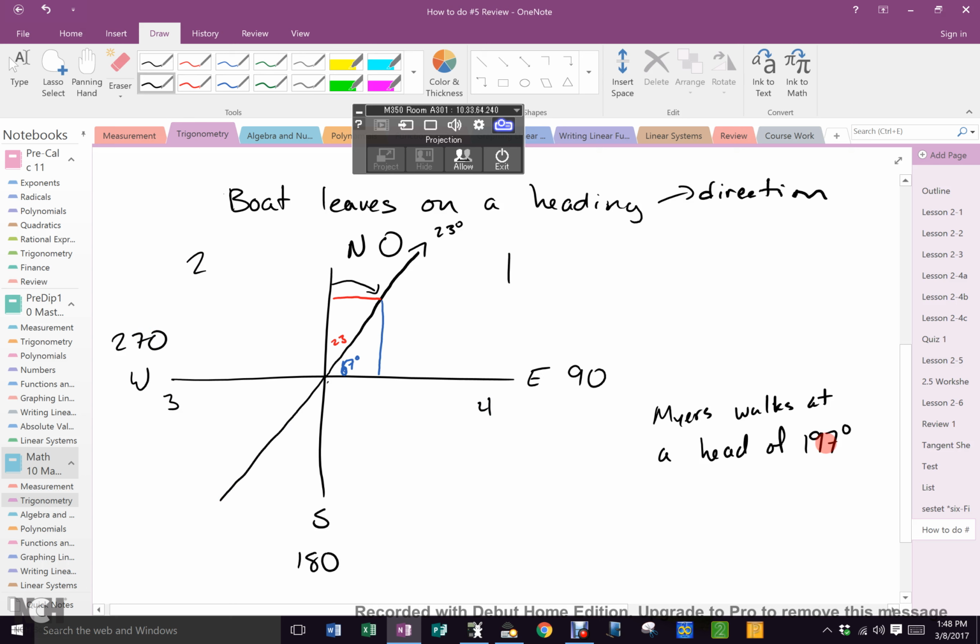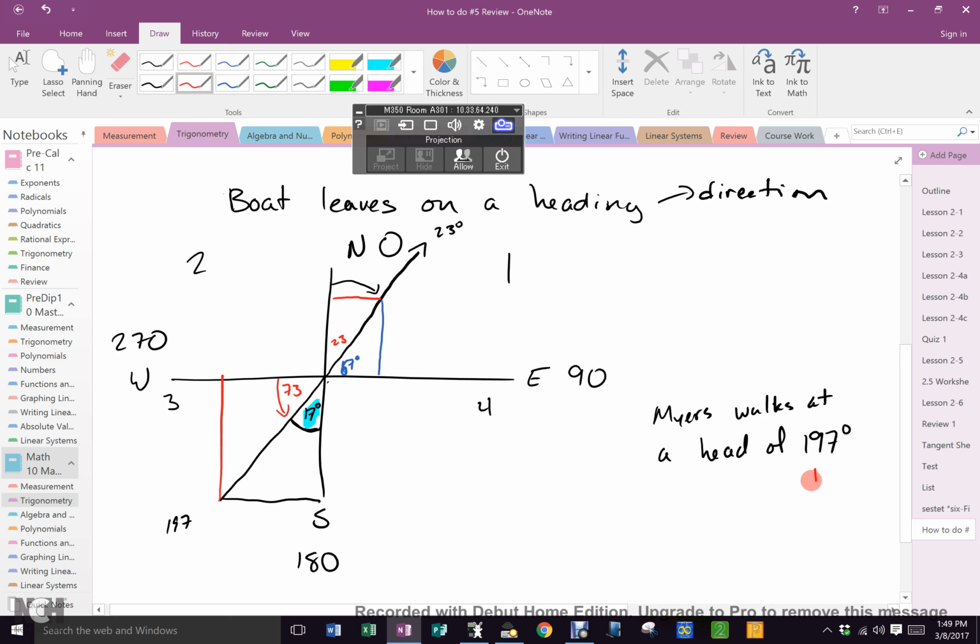I'm walking at 197. This is 180. I'm at 197. So how far is this? Straight south is 180. 17 degrees. Cool? And now I can do trig here if I need to using 17. But I could also do trig out here if I need to using what number? How far is this? 73, because this is 90 in total. Everybody cool?